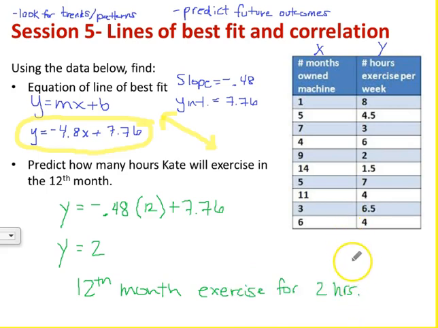So again, just to recap what we did here: we took data from a table. We used some technology to help us come up with the equation of the line of best fit. And what was cool about that website I showed you is that it not only showed us our slope and our y-intercept, but it also plotted the points for us and showed us the actual line of best fit drawn in based on the points. And using that equation, we could look for trends and also predict future outcomes. So you guys will get to practice that this week. I'm going to move on to the next slide, so if you need more time, go ahead and click pause.